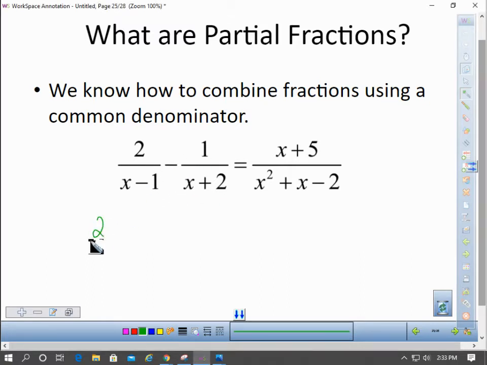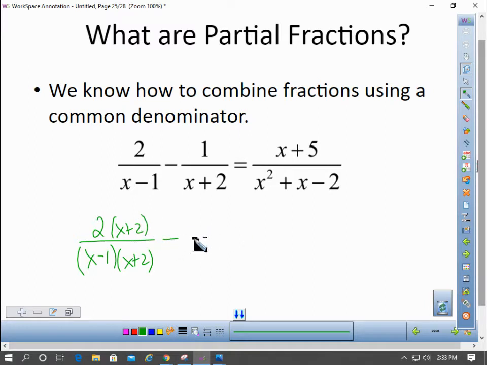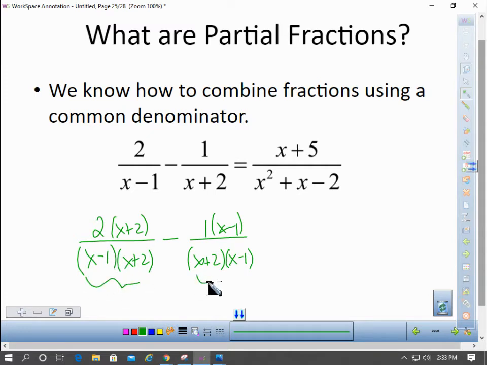So you did this. You said, okay, this guy's missing this factor here. This one is missing the x plus 2, so we're going to multiply the top and the bottom by x plus 2. Then over here, this one is missing the x minus 1, so we're going to multiply it by x minus 1 on top and bottom. So that gives these a common denominator. Your common denominator ends up multiplying out to be that, right? It's these two multiplied together.